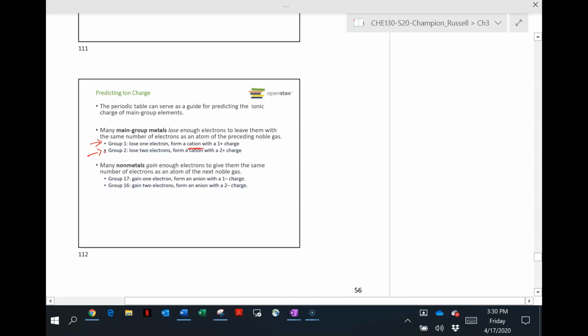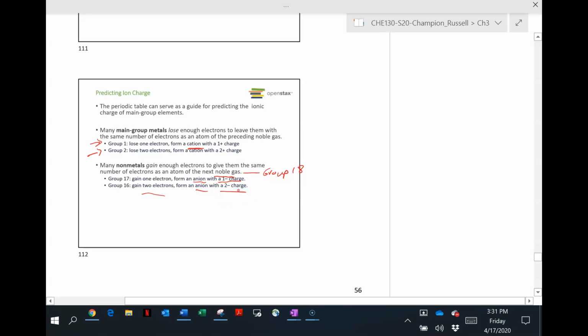Now when you look over on the other side of the periodic table, the last group, group 18, is the noble gases, right? Remember, noble gas is group 18. And what we're going to do is count backwards from there. So if you're group 17, what you tend to do is pick up an electron, that forms an anion with a -1 charge. And then if you go back one more group, that's the group of oxygen, you're going to get 2 electrons and form an anion with a -2 charge.